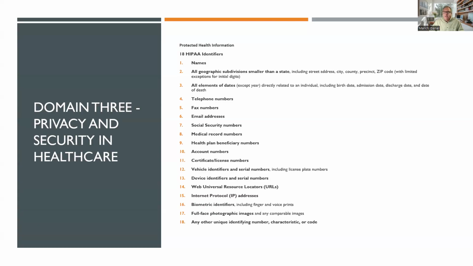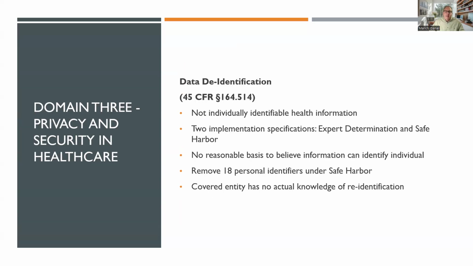So if any of these become an issue in any way in a question, that needs to be protected, right? The way you protect it is to de-identify it, right? So if information is de-identified, then you can use that health information. One, under safe harbor, it's the actual removal of the 18 personal identifiers, right? Two, expert determination gives an expert the ability to remove the information and determine that there's no reasonable basis to believe that it can be identified. So those are the two approaches.